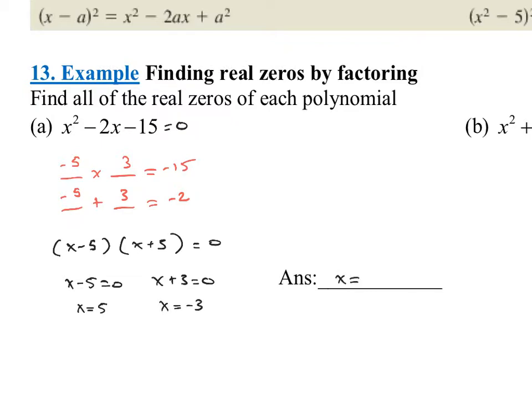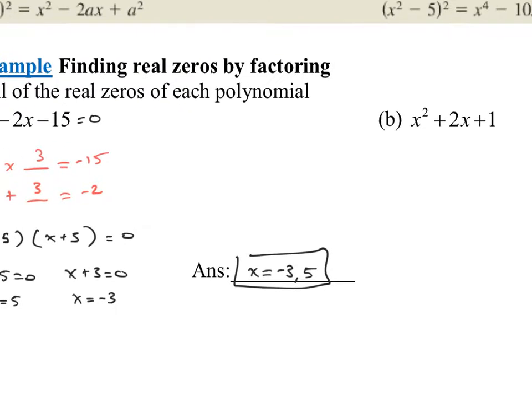So for my answers, I try to write them in order from least to greatest. I would give you full credit if you wrote it the other direction, but I always think about a number line, left to right. I try to write my answers in proper order, so I'm putting negative 3, comma 5. If you put 5, comma negative 3, you would have gotten full credit as well.